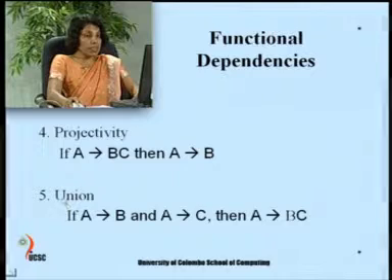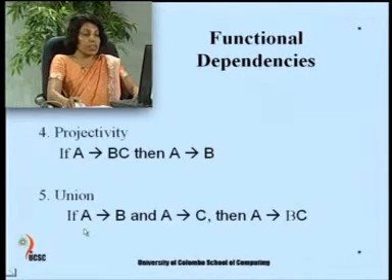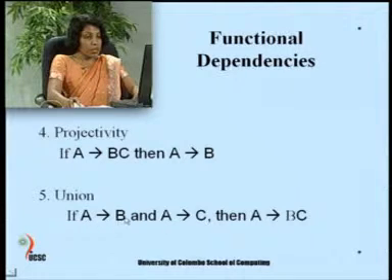And then there exists the union property, that is if A is the determinant of B and A is the determinant of C, then we can infer that A is the determinant of both B and C.